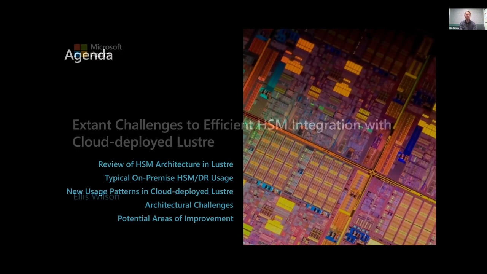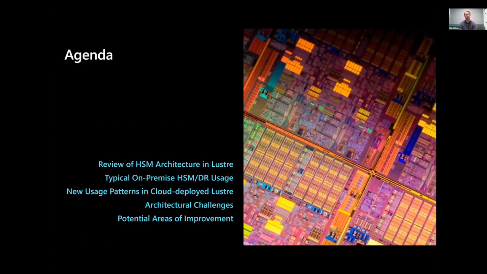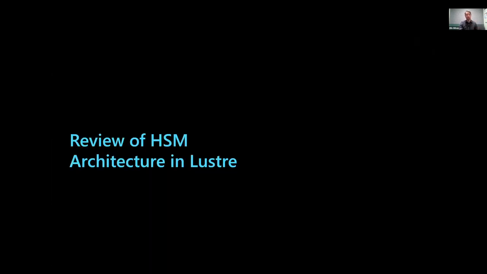This talk is really going to focus around HSM challenges that, while not particularly novel, the use cases in the cloud stress them out a bit. And so I'll start with a review of HSM architecture for anybody that's not familiar with it in Lustre. I'll cover how this is generally used on-prem and how that combines with DR on-prem, how these usage patterns change when you move into the cloud, some architectural challenges that arise, and some areas of improvement, at least as far as I see them.